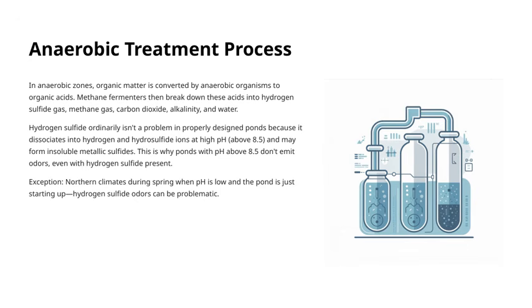Now, hydrogen sulfide is often a concern because it can cause odors, but in properly designed ponds, it usually isn't a problem. That's because at high pH levels, above 8.5, hydrogen sulfide dissociates into hydrogen and hydrosulfide ions, which tend to form insoluble metallic sulfides. This means that even if hydrogen sulfide is present, the pond doesn't emit odors when the pH is maintained above that level.